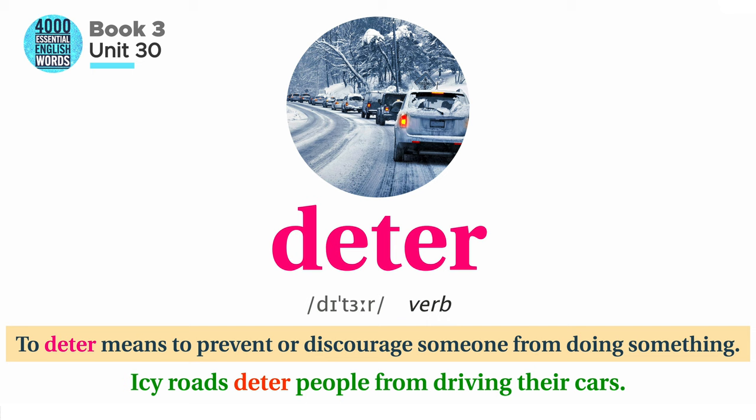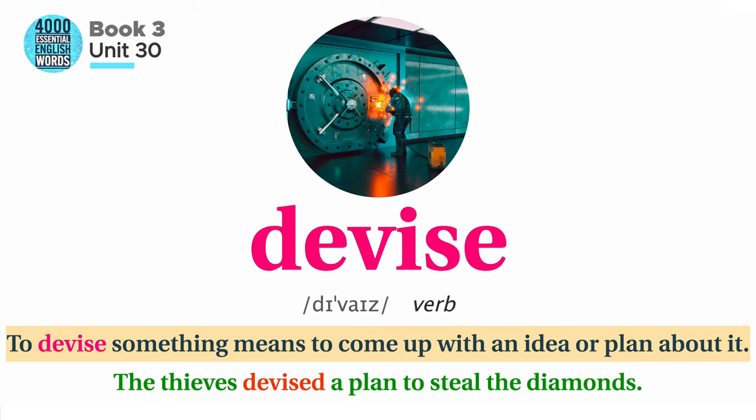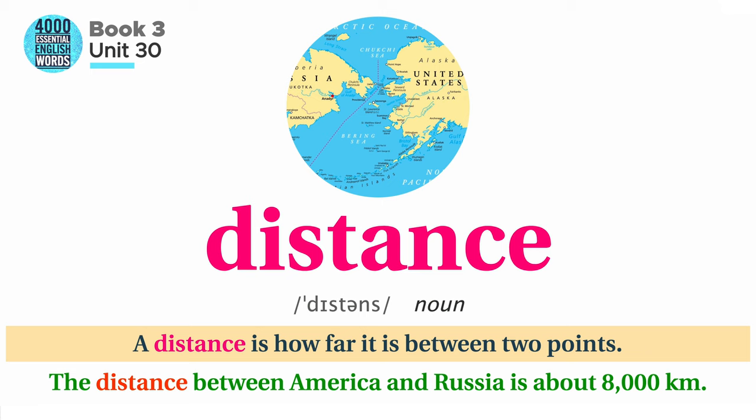Devise. To devise something means to come up with an idea or plan about it. The thieves devised a plan to steal the diamonds. Distance. A distance is how far it is between two points. The distance between America and Russia is about 8,000 kilometers.